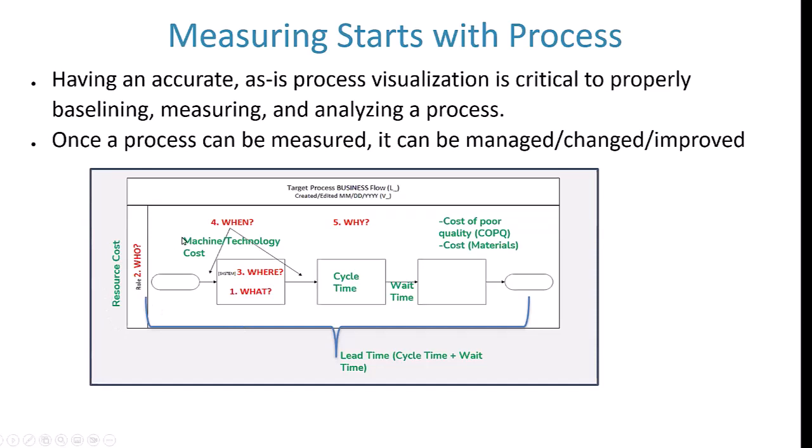What is the cost of resources? What is the cost of machines or technology being used? Is there cost of actual raw materials? Those are all your costs universally that a process can consume. And then there's cycle time, which is the time it takes to do an activity, a cycle of an activity. And then there's wait time, which is the time between activities. And then you have lead time, which is all the cycle time plus wait time combined for an entire set of scope that you want to look at from a process.